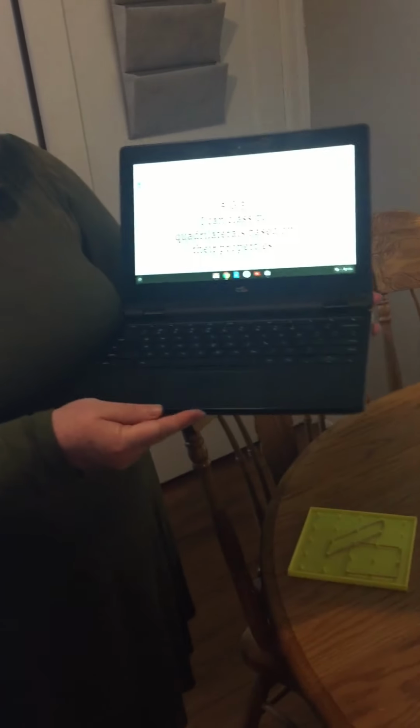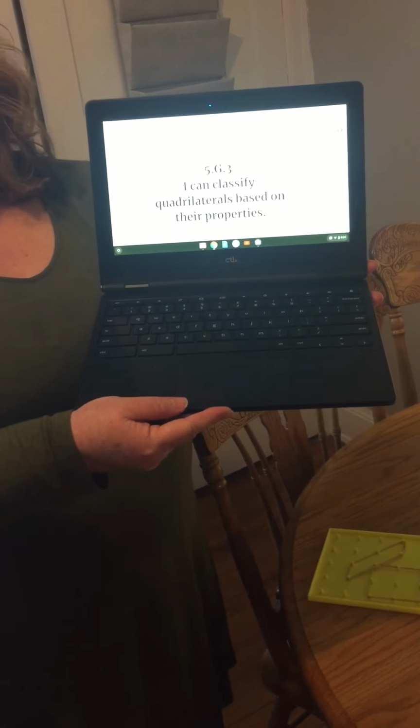And I hope that this has helped you today to understand that the learning target for the 3rd standard in geometry for 5th grade is classifying quadrilaterals based on their properties or their attributes.